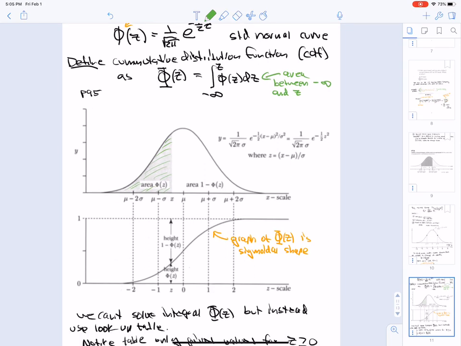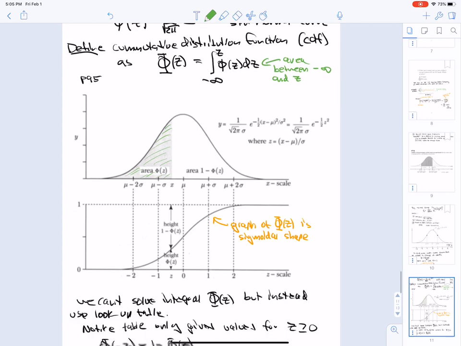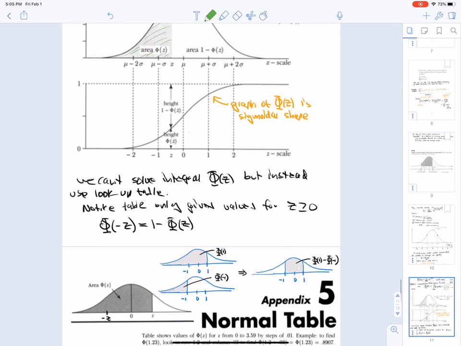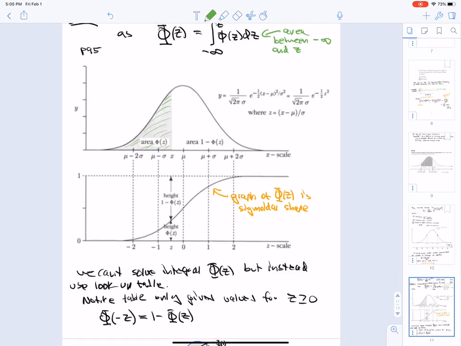Now, before I show you how to use this normal table, note that the normal table will only have positive values of z. But that's not really a big problem, because to find phi of minus z, just note that that's just 1 minus phi of z, where z is positive. So you can always find phi of a negative number.